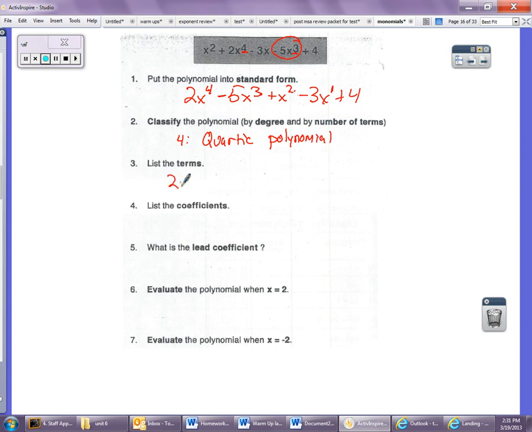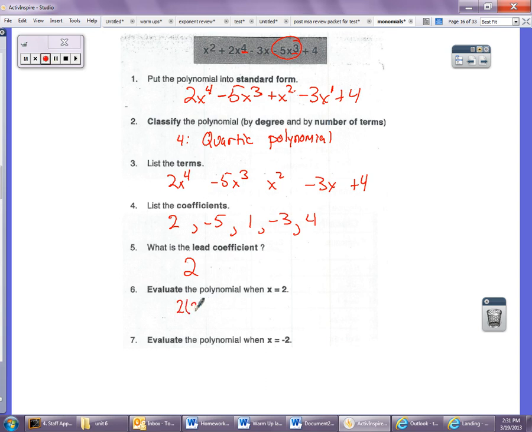The terms, you have 2x to the fourth, negative 5x to the third, x squared, negative 3x, and 4. The coefficients are 2, negative 5, 1, negative 3, 4. The coefficients are just the numbers in front of the variable. The lead coefficient is 2. To evaluate when x equals 2, we just plug in 2 for x.